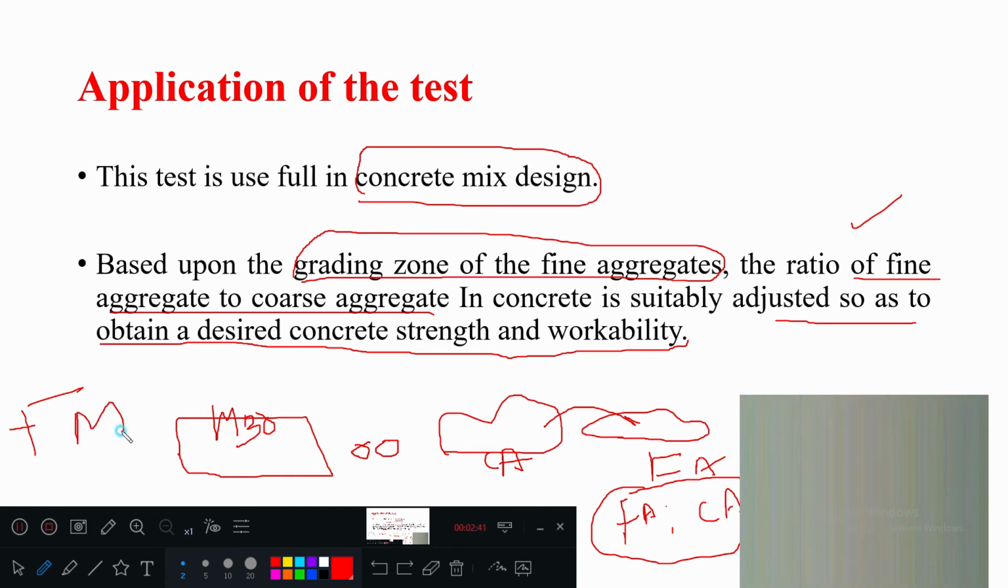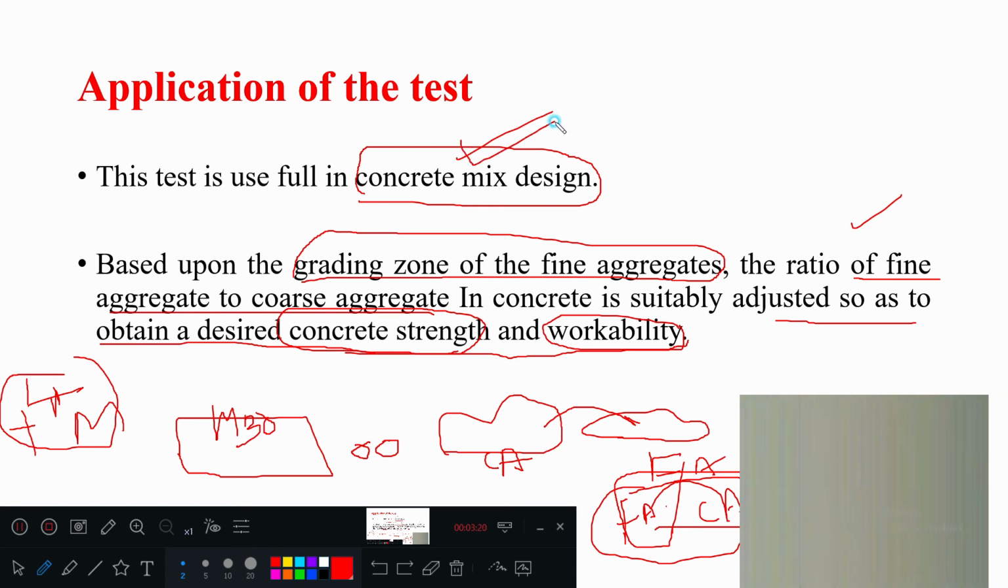FM. FM is not fluid mechanics. In this case, it is fineness modulus. Don't get confused. Here fineness modulus is used in concrete mix design, as well as in the fine aggregate to coarse aggregate ratio, which is used in concrete strength applications. How much strength you require, what shall be the workability. In all those things, FA to CA is used, and for this FA to CA you are using fineness modulus. Simply understand it is used in concrete mix design.